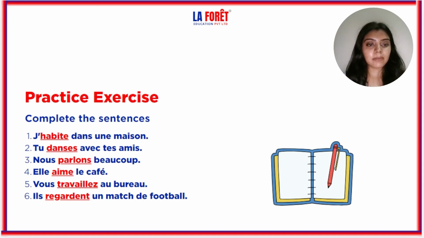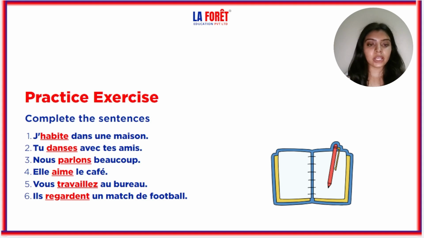So with je it is habite, and also I have told you that if there is a mute or silent h, or if there is a vowel, then we will be using apostrophe. So it will be j'habite, j apostrophe habite. So it will be j'habite dans une maison. And with je we use e, so it will be habite. Next is tu danses avec tes amis. Now danse, we use es because of tu. So it will be tu danses avec tes amis.